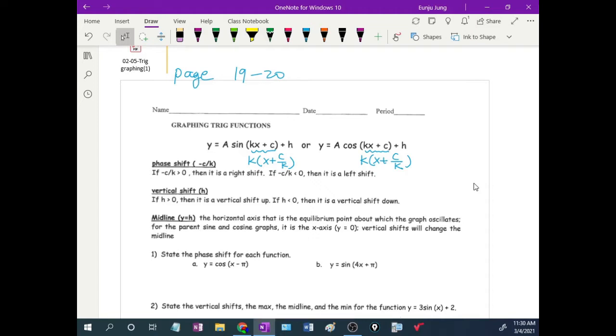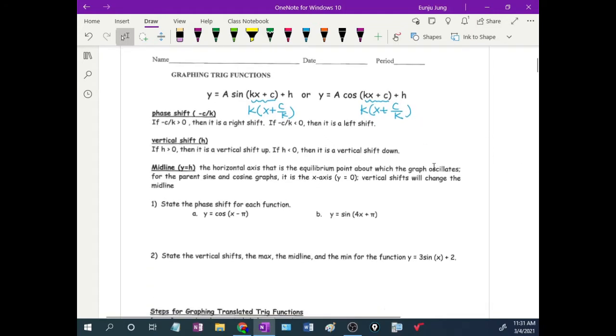Inside of the parentheses in a factored form, we have this number, take the opposite, and that is related to horizontal shift to the left or to the right. So if this number is a positive number, it is moving to the right. And I'm taking the negative with it, so we go the opposite way, okay? And h is going up or down, and the midline is related to h. So we can graph easily by using the midline.